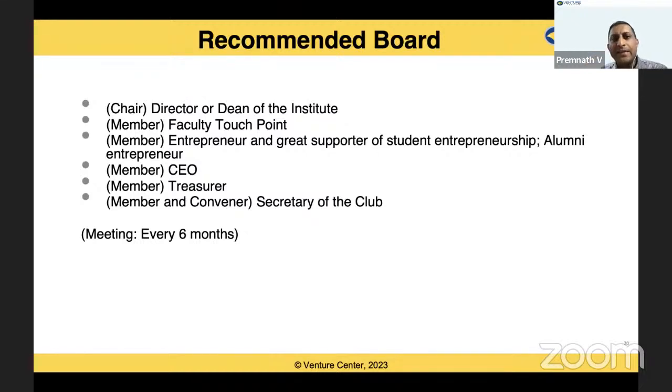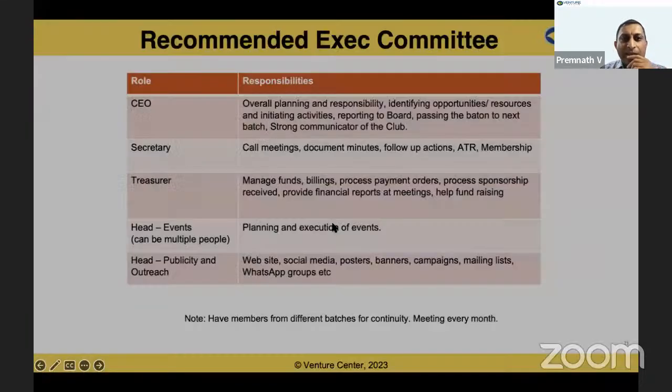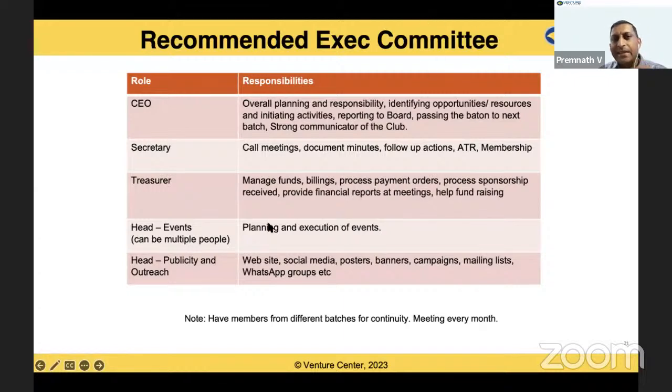You can have your faculty touch point as a member. I would also suggest that if you have an alumnus who is an entrepreneur and is very keen to support this activity, or is willing to bat for it in the board, that person would be good to have. The CEO and the treasurer and the secretary could be other members, with the secretary being the convener of these meetings. And you can plan your meetings accordingly. If you're doing an executive committee for this club, these are the kind of roles that you might have in the club.